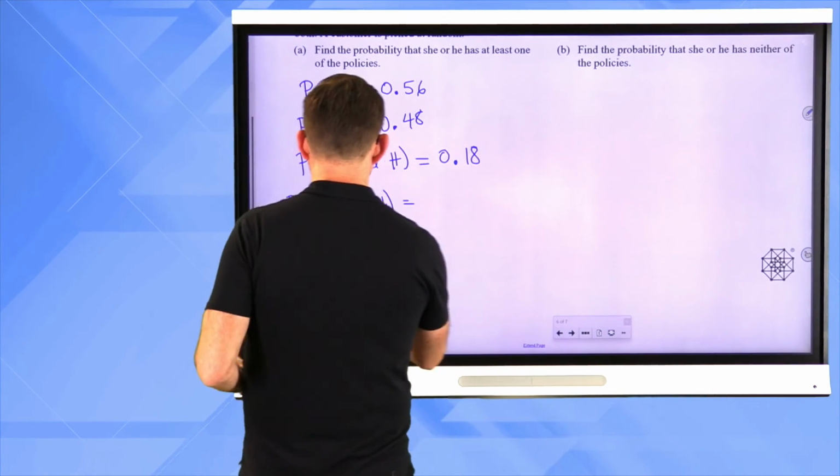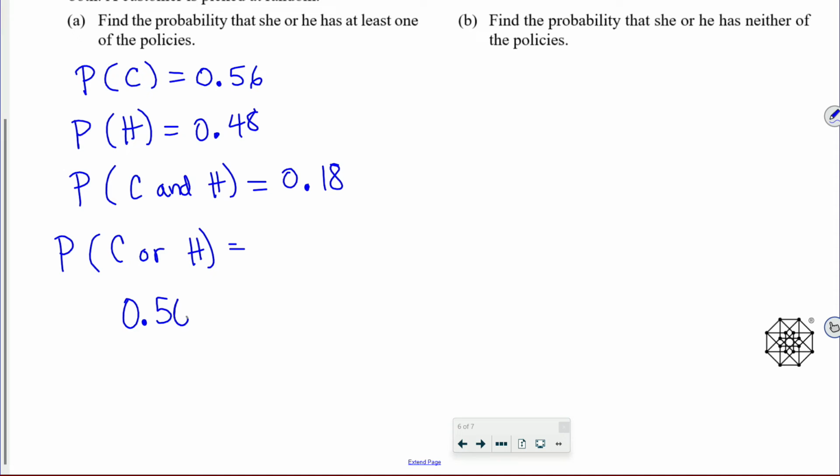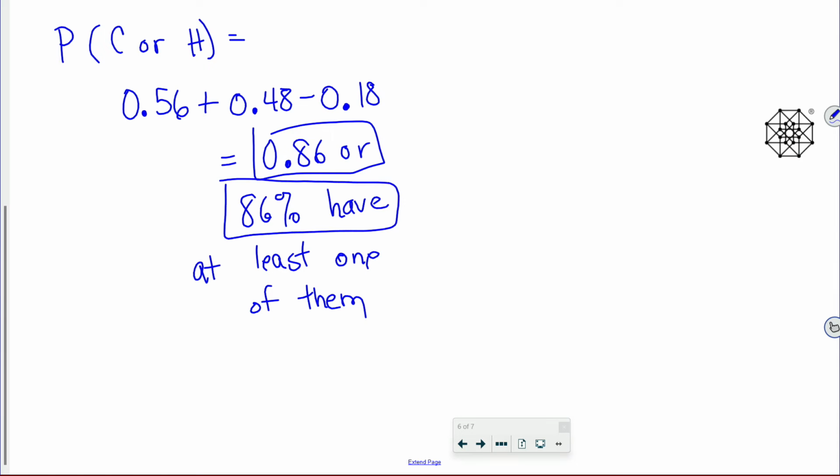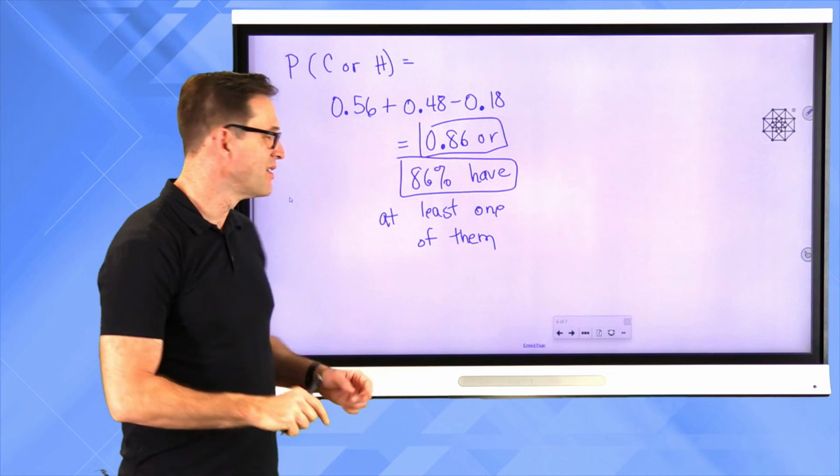So what do we do? Well, we simply take 0.56, we add to it 0.48, and we subtract off 0.18, and we find that we must have 0.86 or 86% have at least one of them. Either way. All right. Now let's take a look at letter B.